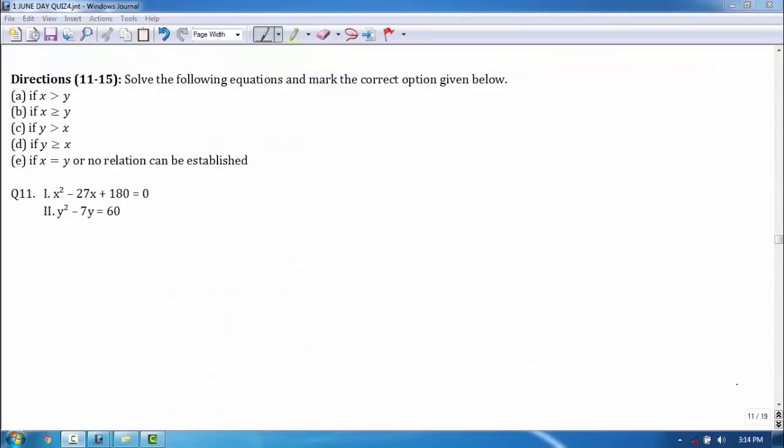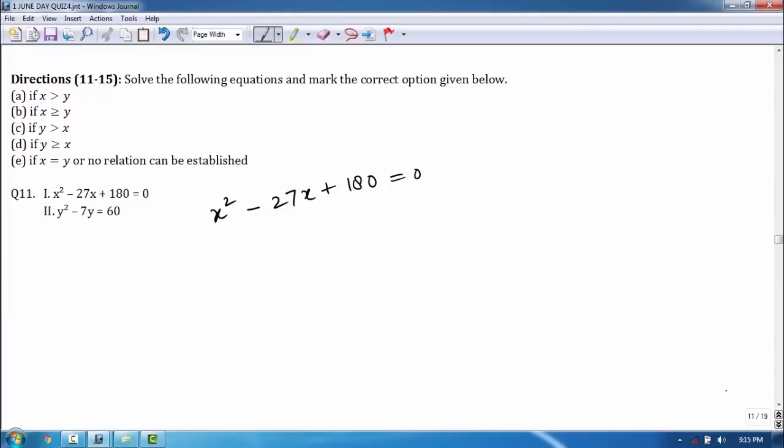Solve the following equations and mark the correct option given below. A, if x is greater than y. B, if x is greater than or equal to y. C, if y is greater than x. D, if y is greater than or equal to x. E, if x is equal to y or no relation can be established. So question number 11. X square minus 27x plus 180 is equal to 0.